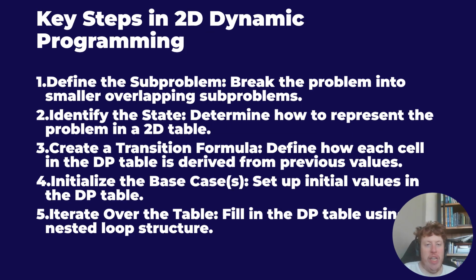To solve a 2D DP problem, follow these key steps. Number 1, define the subproblem. Break the problem into smaller overlapping subproblems. Number 2, identify the state. Determine how to represent the problem in a 2D table. Number 3, create a transition formula. Define how each cell in the DP table is derived from previous values. Number 4, initialize the base cases. Set up initial values in the DP table. Number 5, iterate over the table. Fill in the DP table using a nested loop structure.